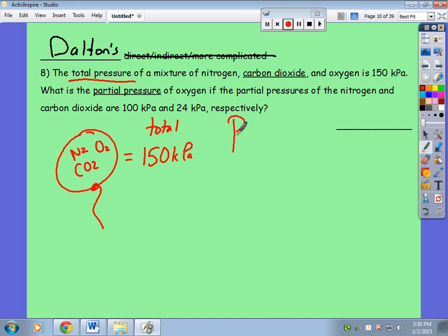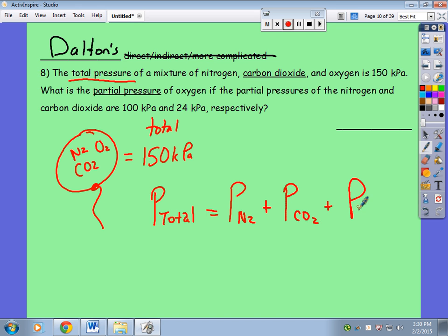And they write it like this, right? Now, what do you know? They're asking you what is the partial pressure of oxygen if the partial pressures of the nitrogen and carbon dioxide are 100 kPa and 24 kPa. So you know that the total pressure is equal to the pressure of nitrogen plus the pressure of carbon dioxide and the pressure of oxygen gas. Let me list them in order of how they're given in the problem. You don't have to, but it helps.